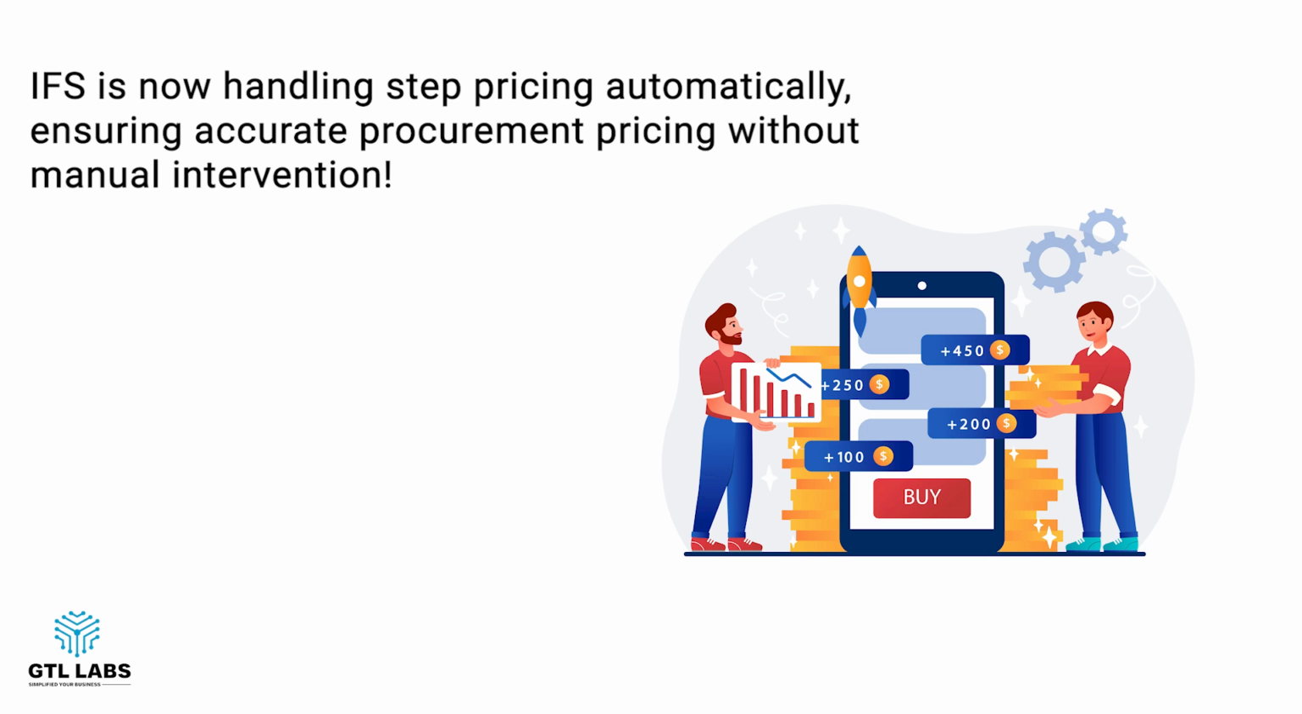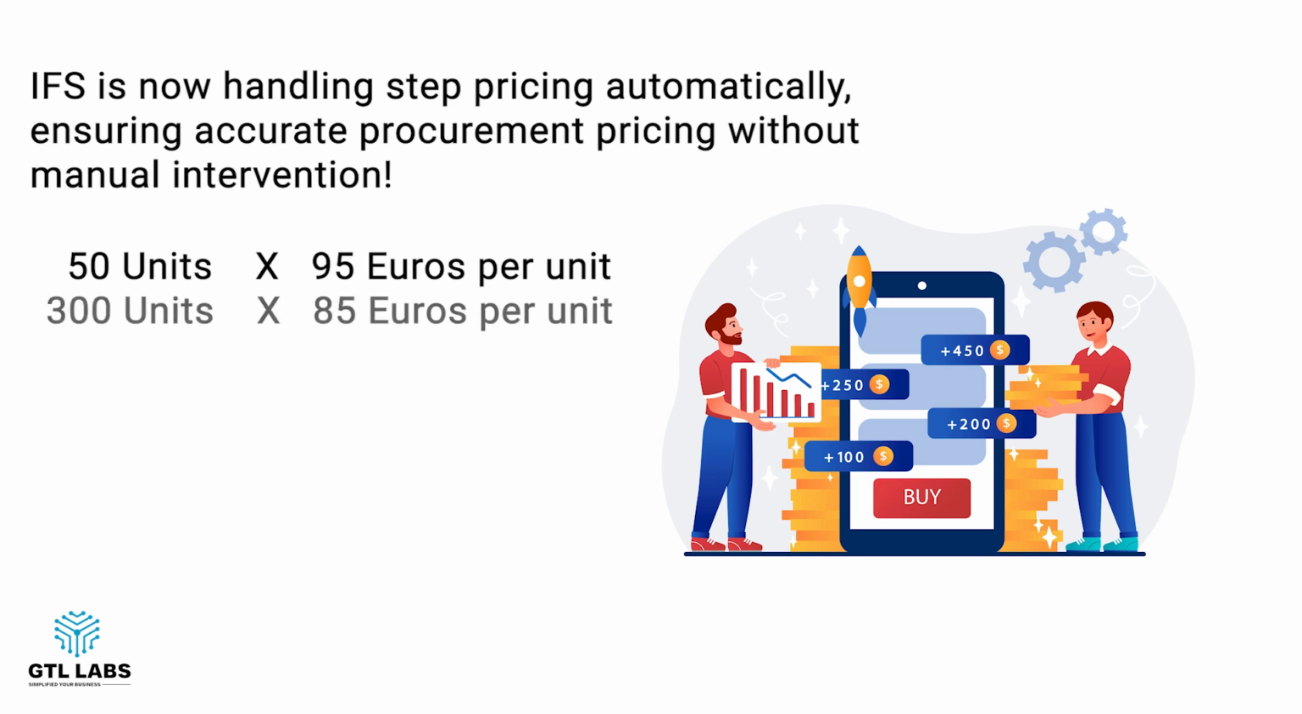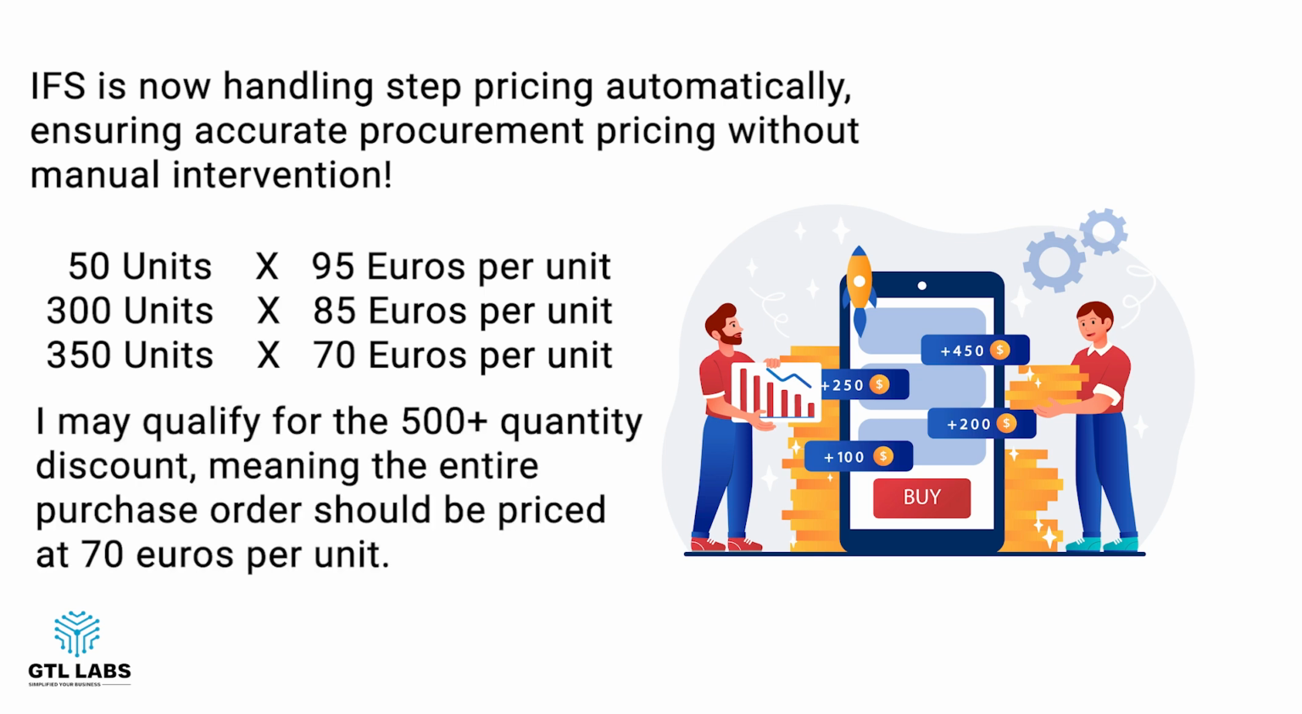For instance, if I order 50 units in one line at 95 euros per unit, 300 units in another line at 85 euros per unit, and 350 units in another line at 70 euros per unit, I may qualify for the 500 plus quantity discount, meaning the entire purchase order should be priced at 70 euros per unit.